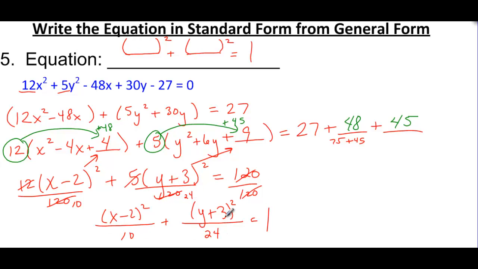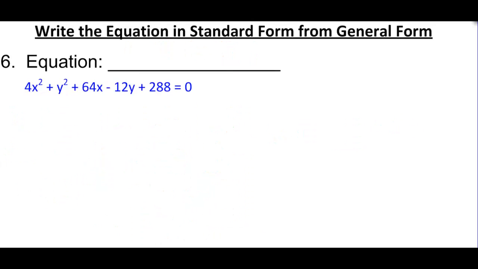So now that I have this, that would be my final answer. I'll just write it up here so you can see it again. X minus 2 quantity squared over 10, plus y plus 3 quantity squared divided by 24. And that's all you need to do. Let's look at one more.